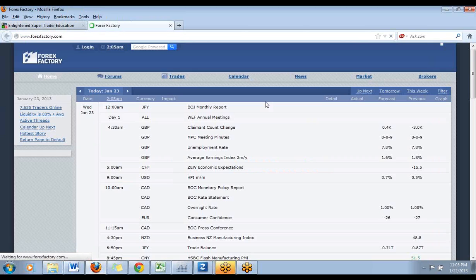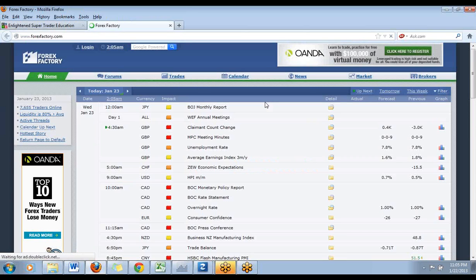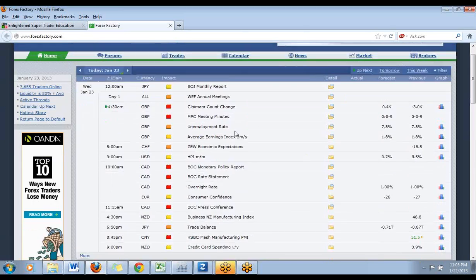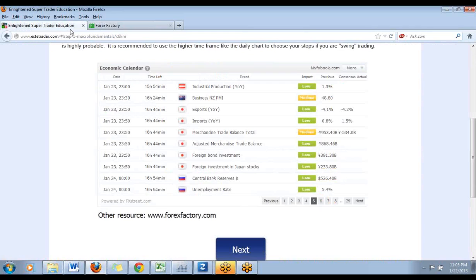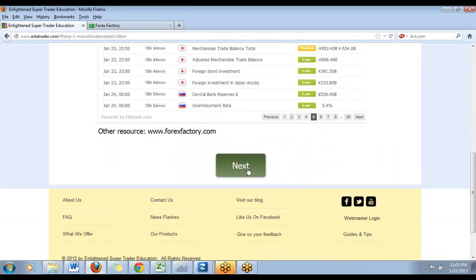Okay, let's double check Forex Factory as well. That is the claimant count change, MPC meetings. So nothing in the US. Okay, so that's pretty much it. Nothing there, nothing in the US.